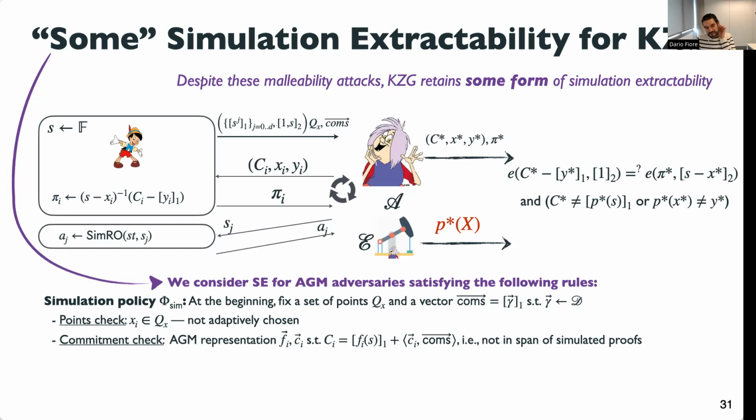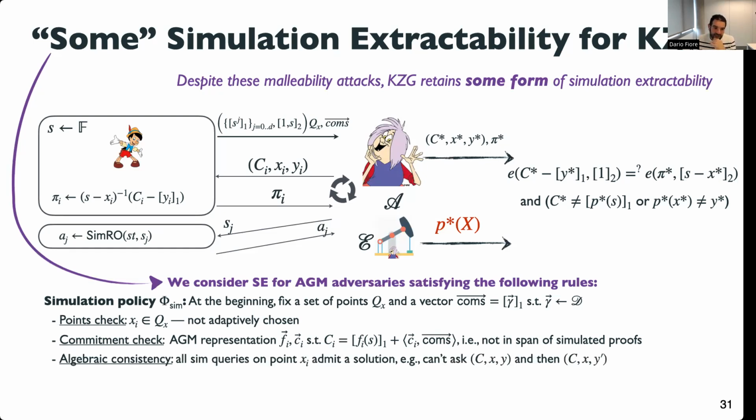The second check is a bit technical, but it's about the algebraic group model. So if the adversary is in the algebraic group model, whenever he produces this commitment in the query, he must also produce a group representation, a coefficient representation of this group element CI. So this commitment can be written as Fi of S plus some linear combination of the simulated commitments. What this is saying, essentially, is that she cannot ask simulated proofs on commitments that are in the linear span of the simulated proofs that she has seen in the previous rounds. So this sounds like an unnatural restriction, but we will see that it will be sufficient for our compilation.